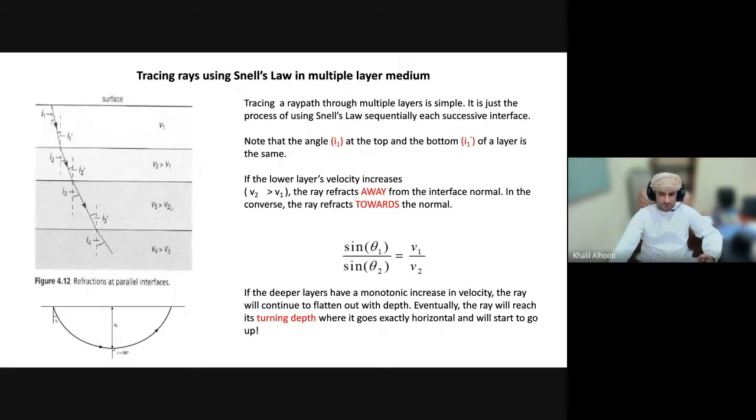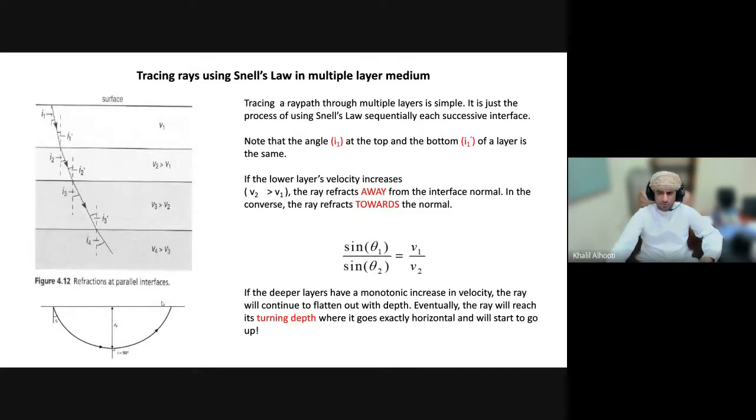Again, the angle of transmission into the third layer is larger than the angle of incidence in the second layer, and so on. It keeps deflecting away from the normal because the velocity usually increases as we go deeper, until it reaches a point, and we call that point a turning point. That's the deepest point the energy traveled. And it starts returning back to the surface, and we record it if we have a sensor located there.